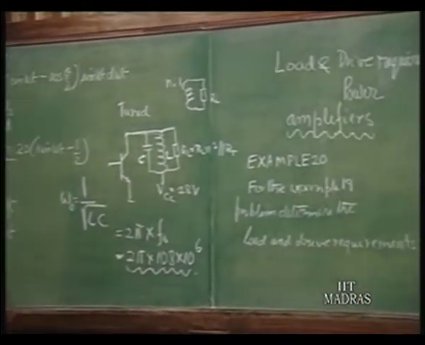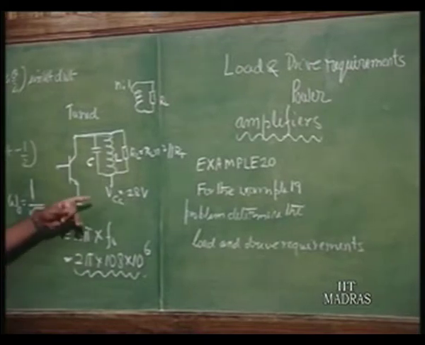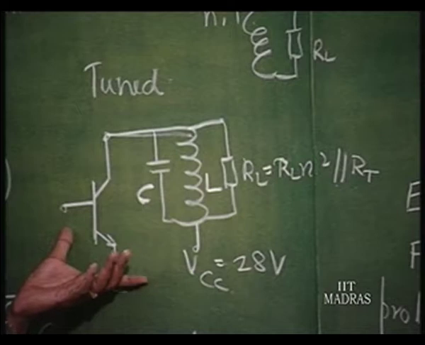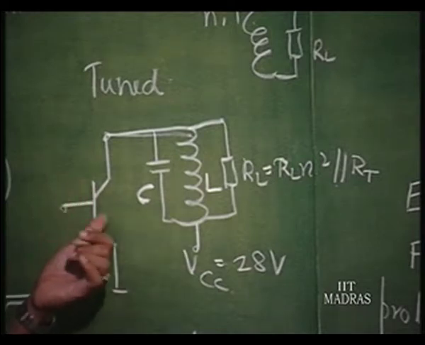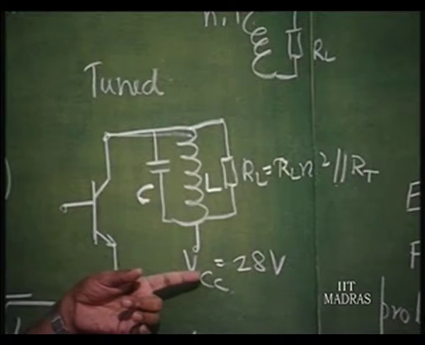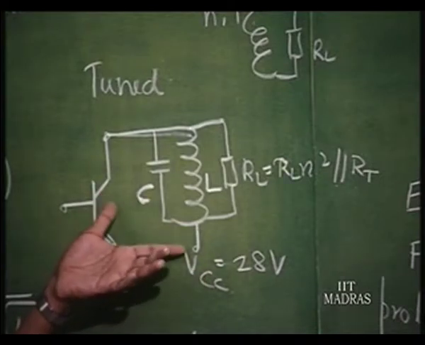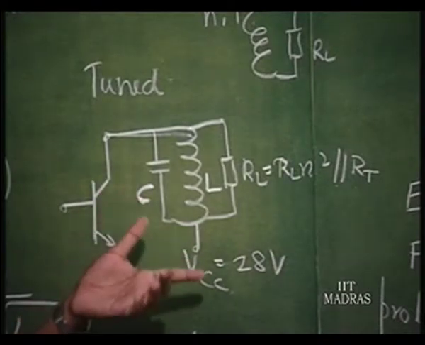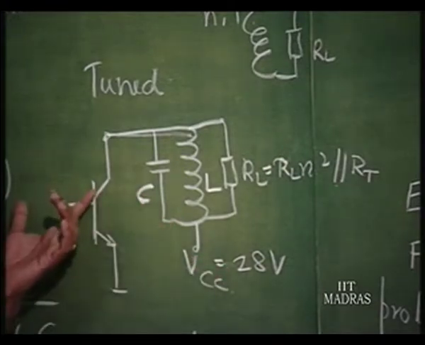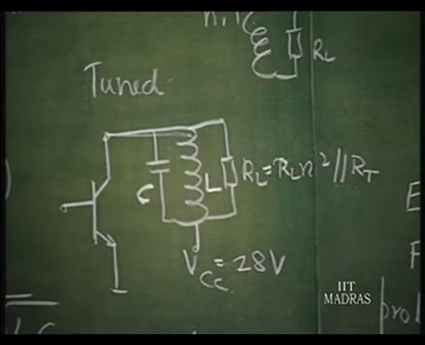Before we go to the drive requirement, I would like to mention something here. We have already discussed the power dissipation ability of the transistor. We have also discussed the maximum current that is likely to flow, and we have chosen the current less than the maximum. 16 amperes was the maximum, we have chosen it as 10 amperes. That is how we have done the design.